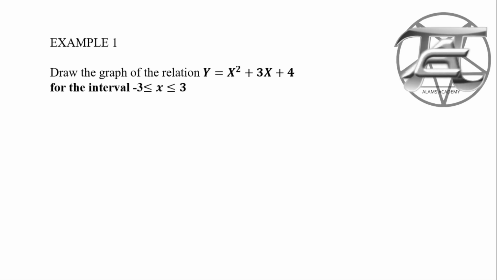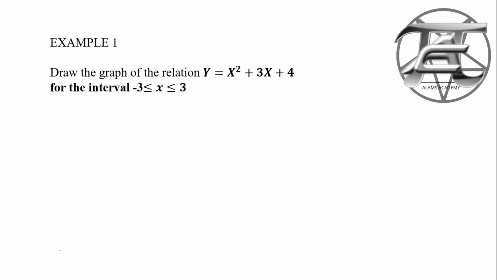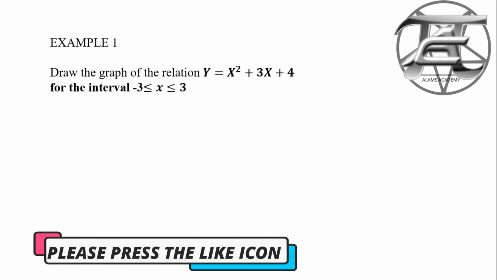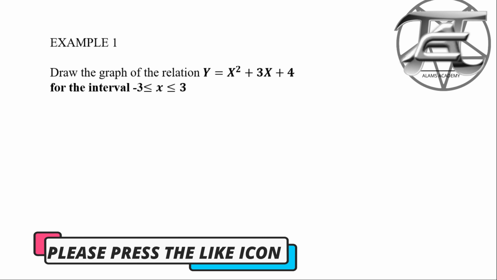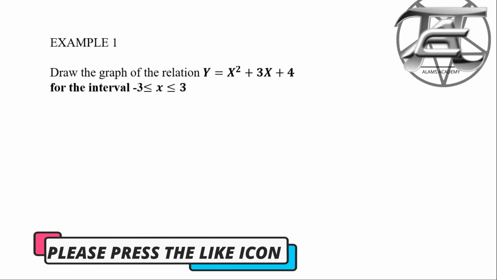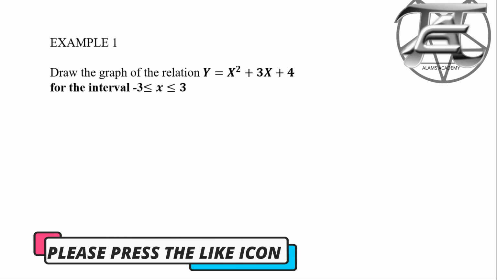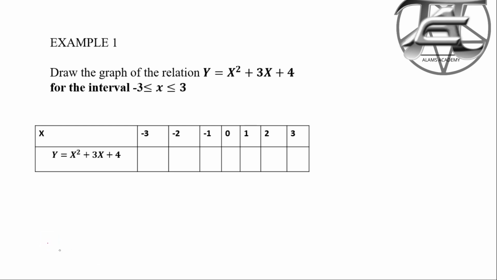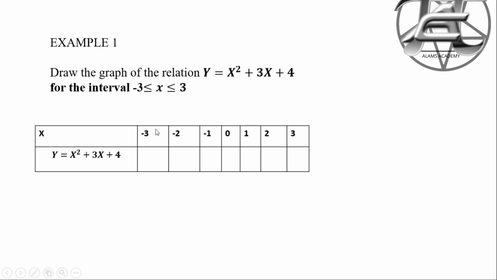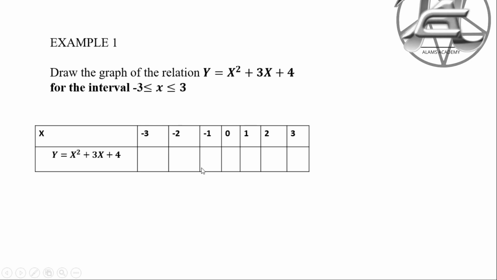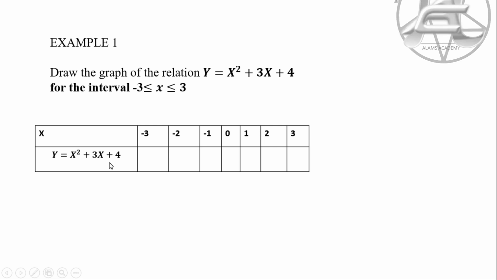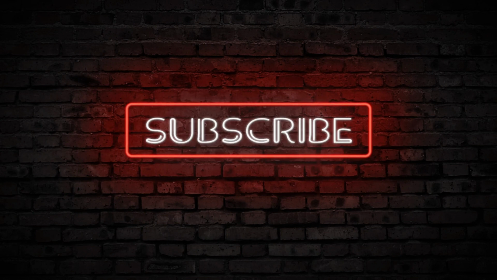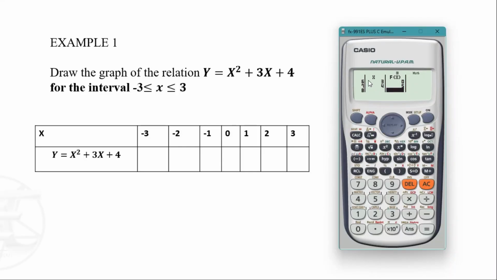Example 1. It says draw the graph of the relation y equals x squared plus 3x plus 4 for the interval -3 less than or equal to x less than or equal to 3. So it means that x lies between -3 and +3. So you draw your table. It says that x starts from -3 to +3. And so you are going to key this function inside the calculator. Let's get our calculator and then we can solve it very simply.